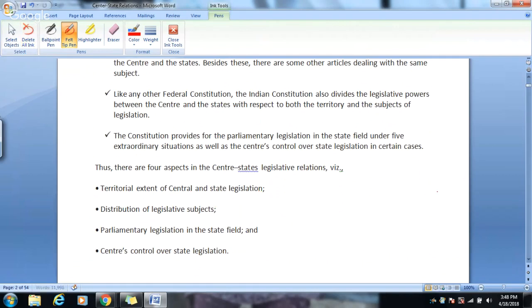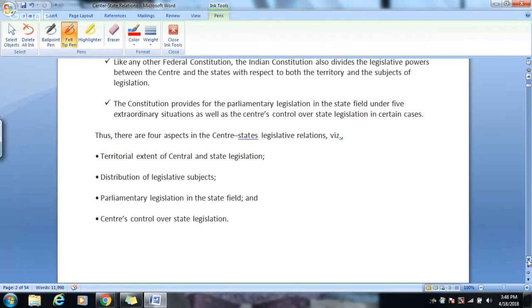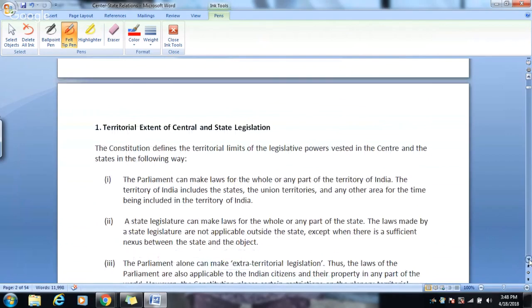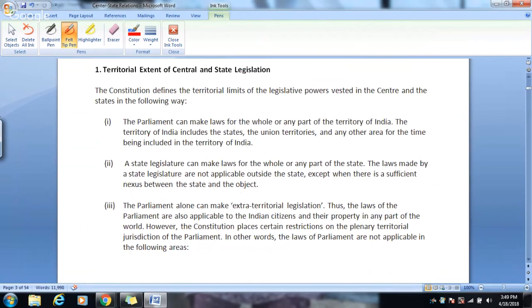So let us go with the first one, that is the territorial extent of Centre and state legislation. That is the first one with respect to the legislative relations of Centre and state. So here we see the territorial extent of central and state legislation. The Constitution defines the territorial limits of the legislative powers vested in the Centre and the states in the following way. The legislative powers have limits up to certain territorial limits, in which the powers are vested with the Centre as well as the state.